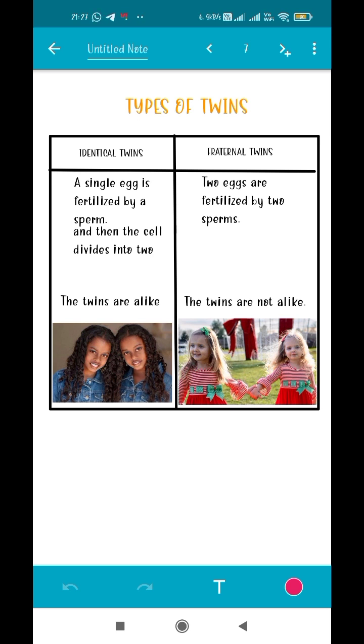Sometimes what happens, there is a single ovum in the fallopian tube and a single sperm goes and fertilizes it. But while it moves back to the uterus, it divides into two halves. So each half will produce a baby. And since each half was divided from a single ovum, the babies formed will look alike. Also, sometimes in rare cases, there are two ova in the fallopian tube and two different sperms go and fertilize each of them. As a result, they form fraternal twins. The twins are not alike.